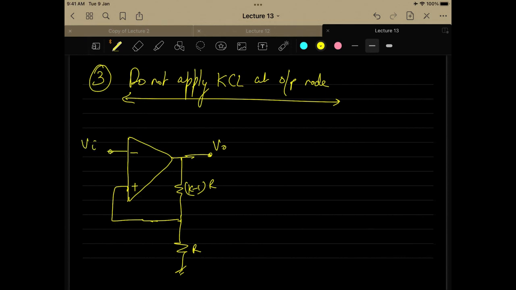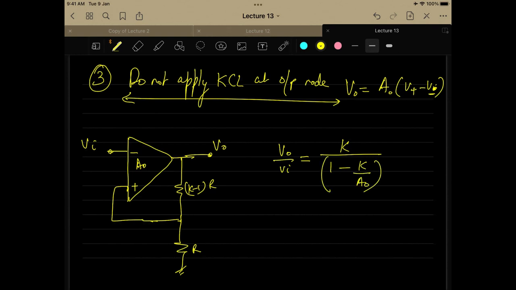and if you do the analysis, what you will get as the answer is V0 by VI. I'm writing it straight; maybe you can calculate it yourself. It's very easy because here V0 is nothing but, let us say, A0 times (V plus minus V minus). So you can substitute the values and what you will get as the answer is K over 1 minus, or plus, K over A naught. It will be like this.